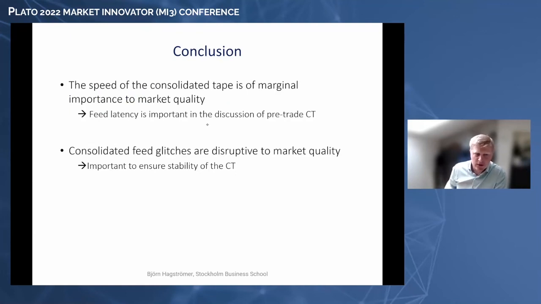To conclude, the question was if the consolidated tape matters. The answer is yes, it does. The latency of the consolidated tape matters, but not so much. It's quite marginal, and that I think is interesting to the debate here, because we're debating if we should have a pre-trade consolidated tape, and one problem with that is the latency of it. And this evidence here shows us that some latency in that is perhaps not too bad. And then glitches have stronger liquidity effects. They're quite disruptive to market quality. So that tells us it should be important to ensure the stability of the consolidated tape when designing it.